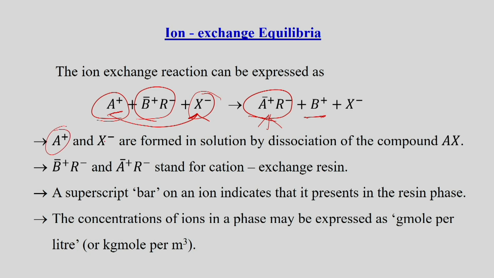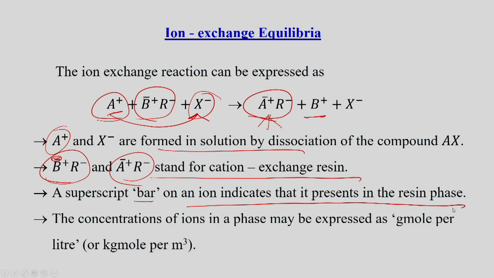A+ and X− are formed in solution by dissociation of the compound AX, and our target is to separate A+, meaning A+ should be freed from X−. So we need to add B+R− and A+R−, which stand for cation exchange resin. A bar on an ion indicates that it is present in the resin phase.